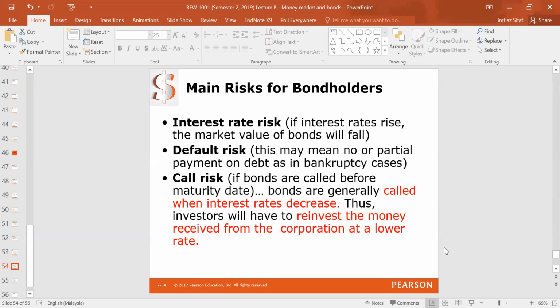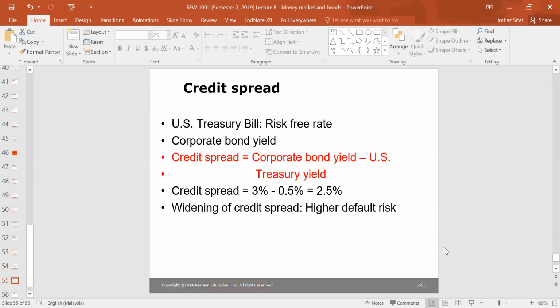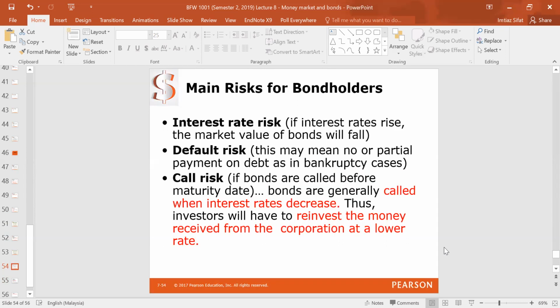And then there's the credit risk or the default risk, meaning that either the coupon payment or even the entire principal amount may not be paid back, especially if the company gets into financial distress or, in worst case scenario, bankruptcy. And also, there's another risk called the call risk, the fact that a bond, if it has a call provision, may be called before its maturity date. But this is not a universal risk because not all bonds have a call option embedded with them.